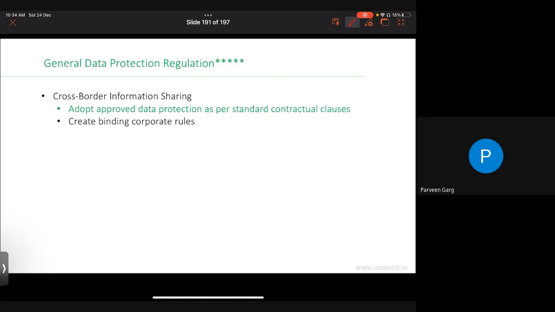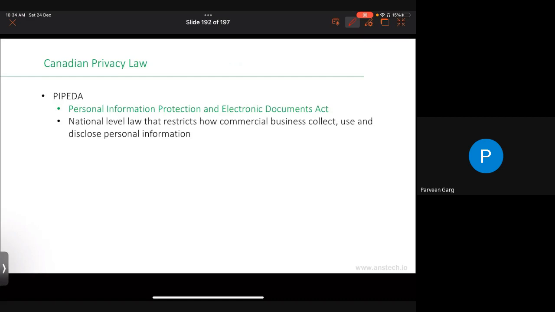Okay. You can also create binding corporate rules. So once I did my CISSP and started working for my present company, I created these binding corporate rules as per the GDPR requirements. Okay. Now in Canada, just as in the EU you have GDPR, it is called PIPEDA, the Personal Information Protection and Electronic Documents Act. It protects the privacy information of Canadian citizens. In the US, it is the US Privacy Act and the Fourth Amendment.